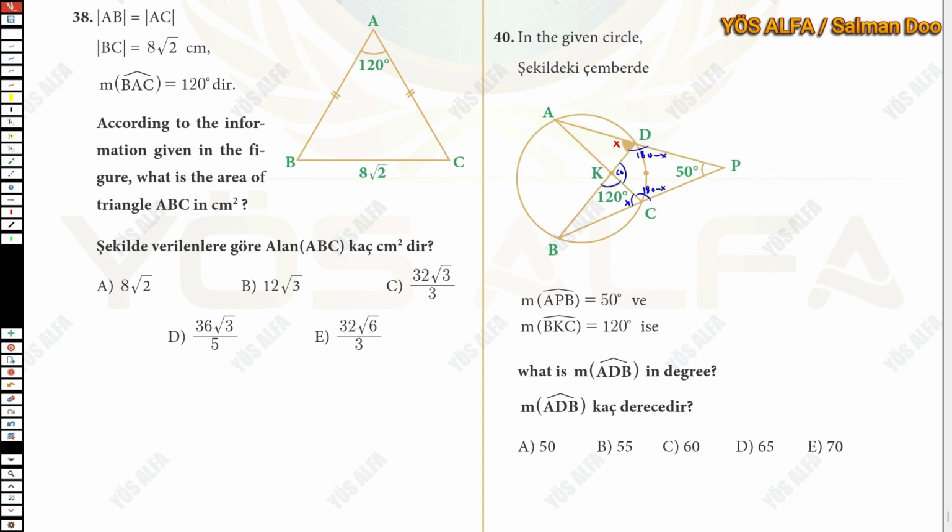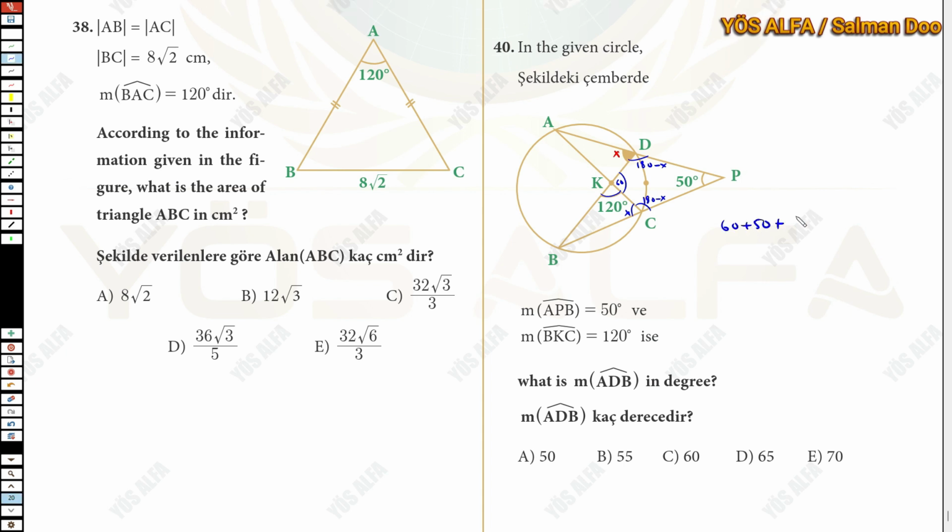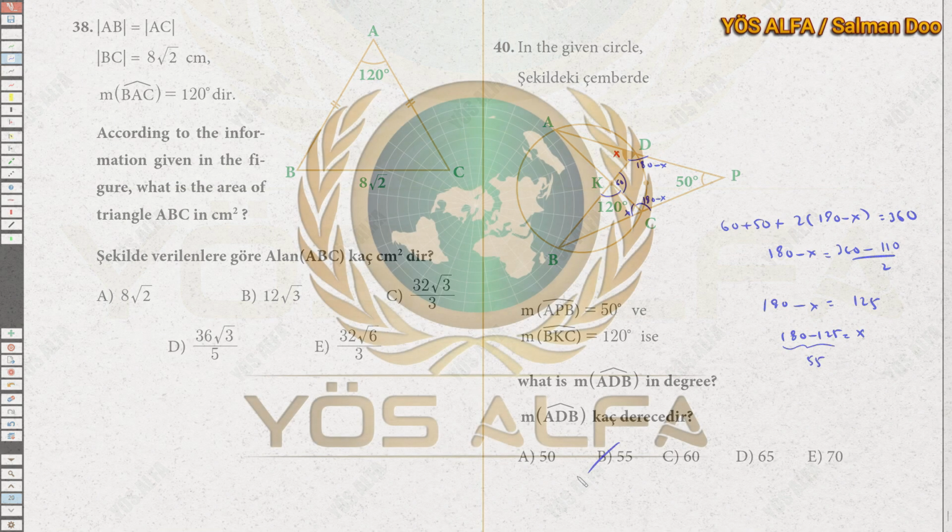The summation of interior angles of a quadrilateral makes 360 degrees. 50 plus 2 times 180 minus x is 360. From here, the only unknown is x. We can find it. So 180 minus x is 360 minus 110 over 2. This is 250 divided by 2, which is 125. So x is 180 minus 125. The answer is 55. B.